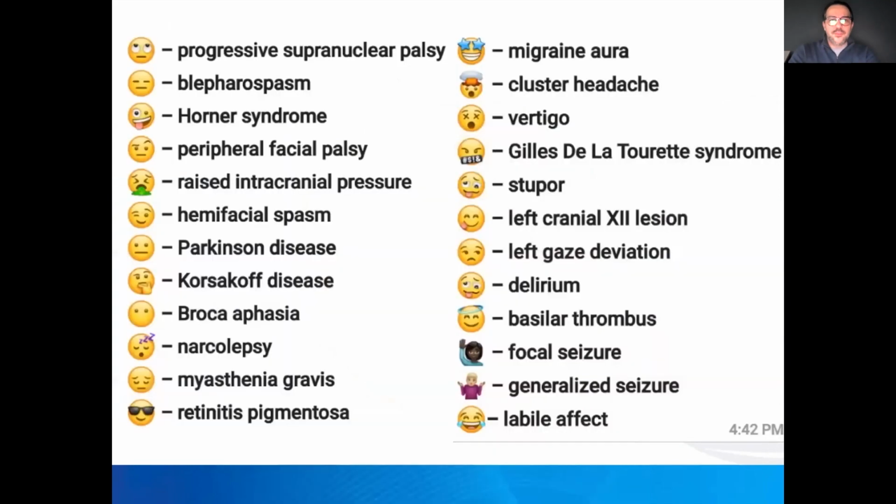We're slowly moving to a field with a lot of mnemonics, and I always joke that we're not unlike the ancient Egyptians as far as communication. We're all using hieroglyphics now. We're using these emojis to communicate.